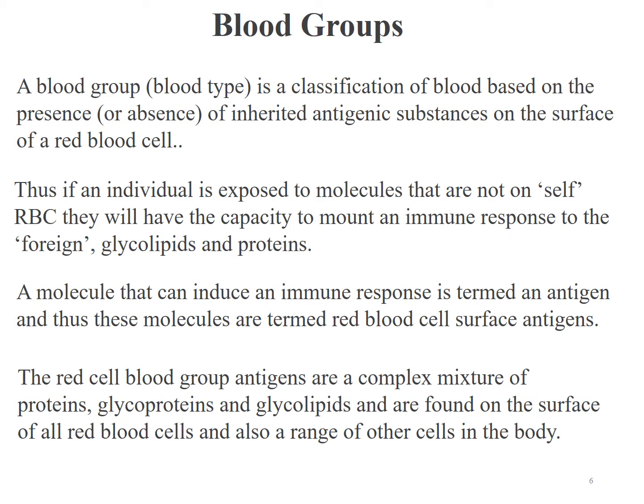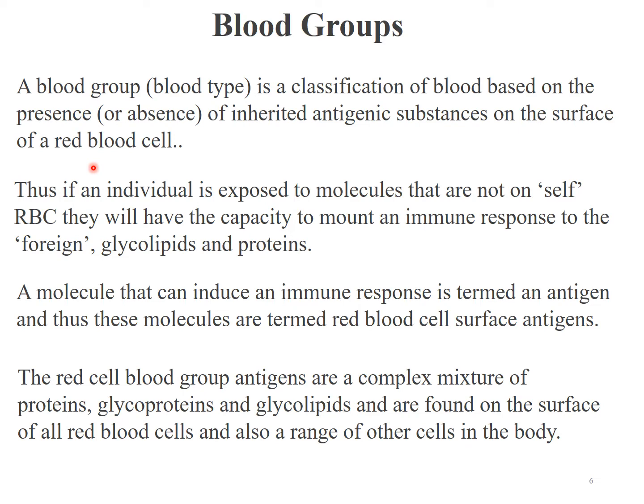So what are the blood groups? Well, a blood group is a classification system of different blood types based on the presence or absence of antigenic substances found on the surface of the red blood cell. You have learned this concept with me during our biochemistry lecture on carbohydrates.